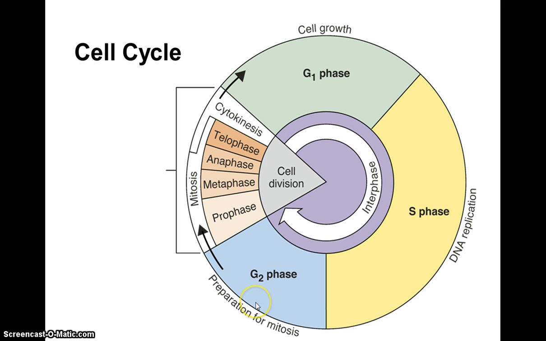You've got to copy it so that each cell gets some. And then finally G2, that second growth phase, this is mainly where it's preparing to go into mitosis and cytokinesis, which we broadly call cell division. So this kind of diagram, you need to be quite familiar with looking at it.